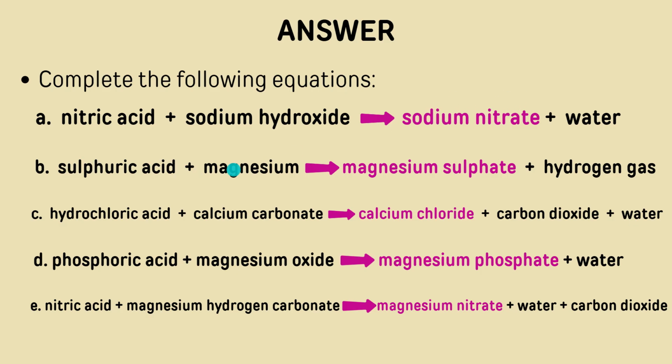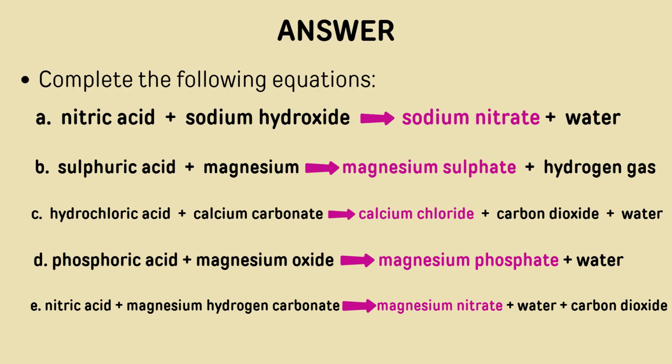And then again here we have sulfuric acid plus magnesium. So in this case, if we look back at our maps, we see that we have an acid plus a metal, and from that you should get a salt plus hydrogen gas. And here we have magnesium sulfate, and the salt is a sulfate, plus hydrogen gas.